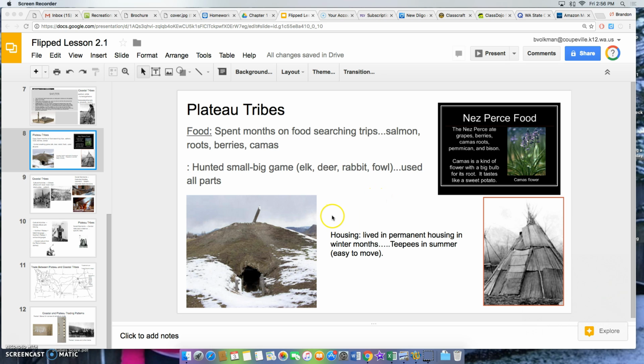Now, because they had to move a lot, their housing changed as well. In the summer, they used teepees, which were very easy to move around. In the winter months, they lived in more permanent housing, such as either pit houses, which is this, or tule houses, which was shown in one of the earlier slides.